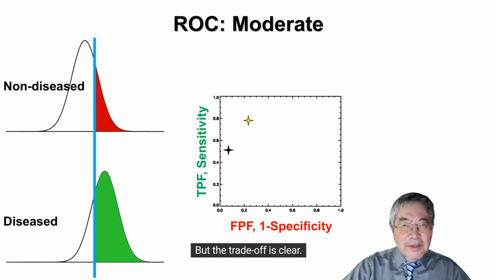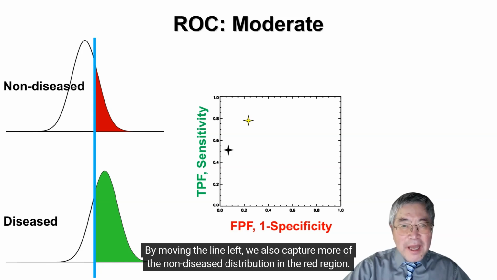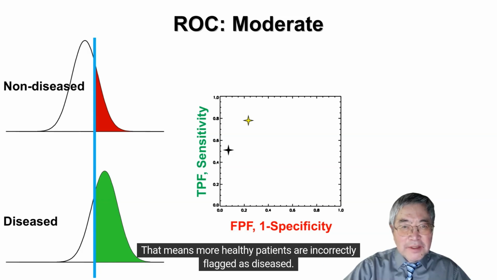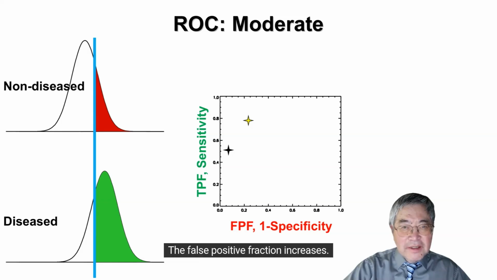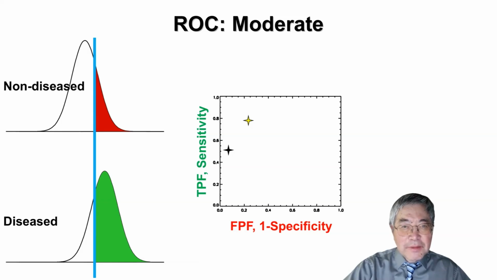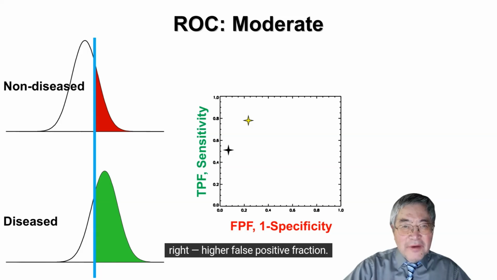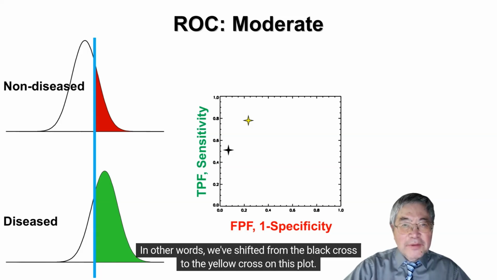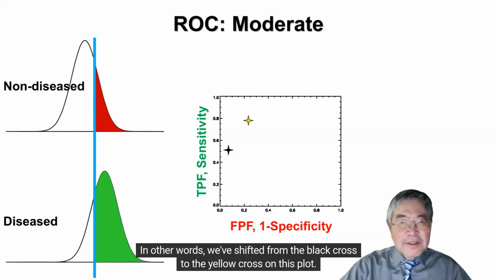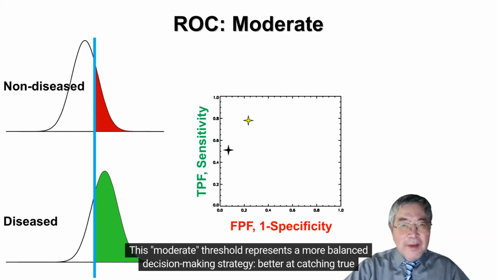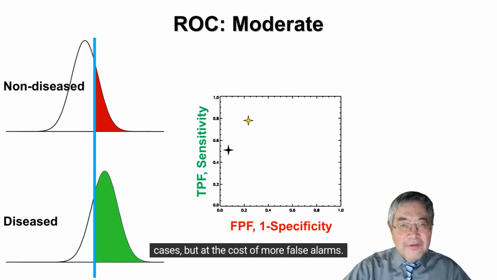But the trade-off is clear. By moving the line left, we also capture more of the non-disease distribution in the red region. That means more healthy patients are incorrectly flagged as diseased. The false positive fraction increases. On the ROC curve, you can see this move as a step upward, higher sensitivity, but also a step to the right, higher false positive fraction. In other words, we've shifted from the black cross to the yellow cross on this plot. This moderate threshold represents a more balanced decision-making strategy, better at catching true cases, but at the cost of more false alarms.